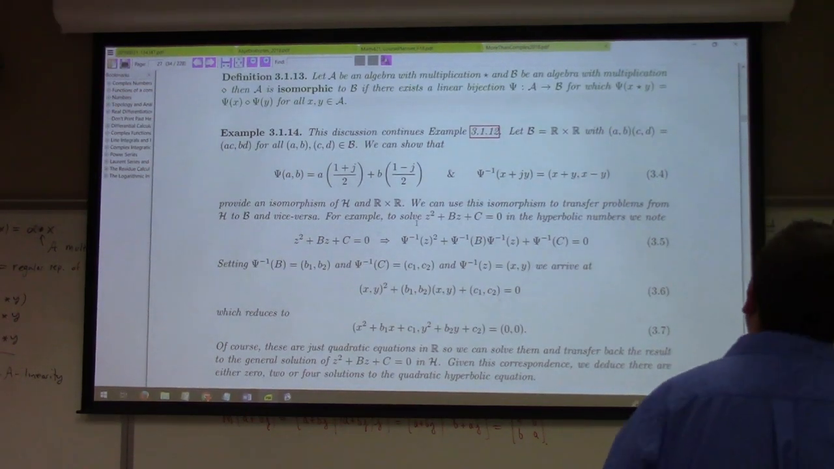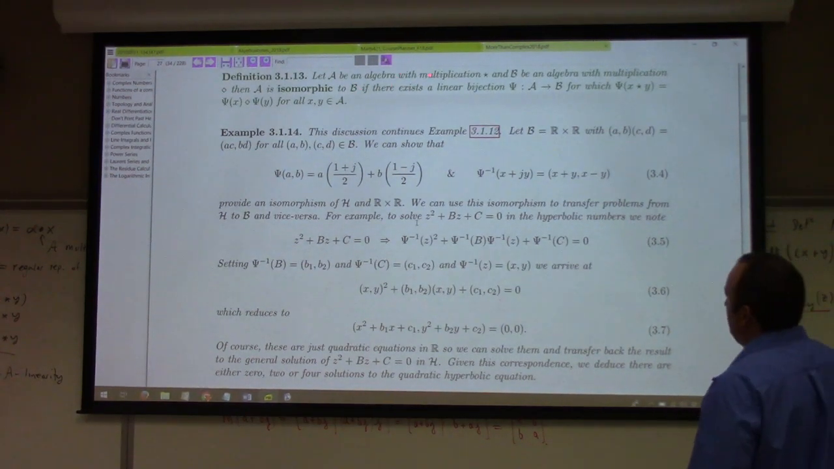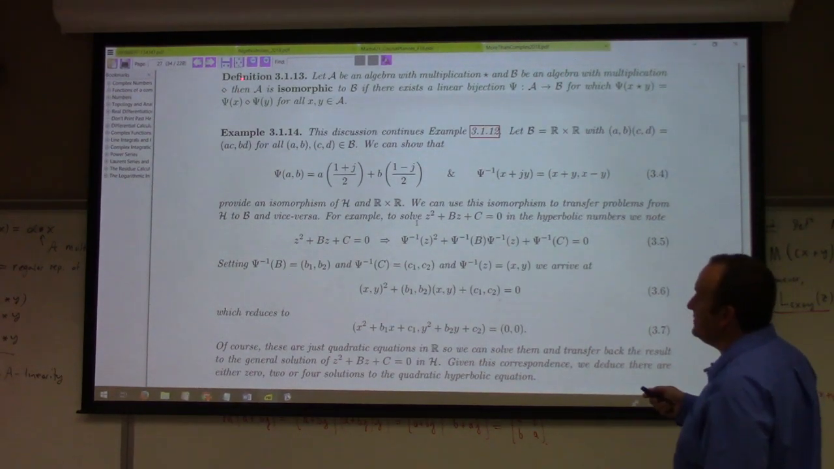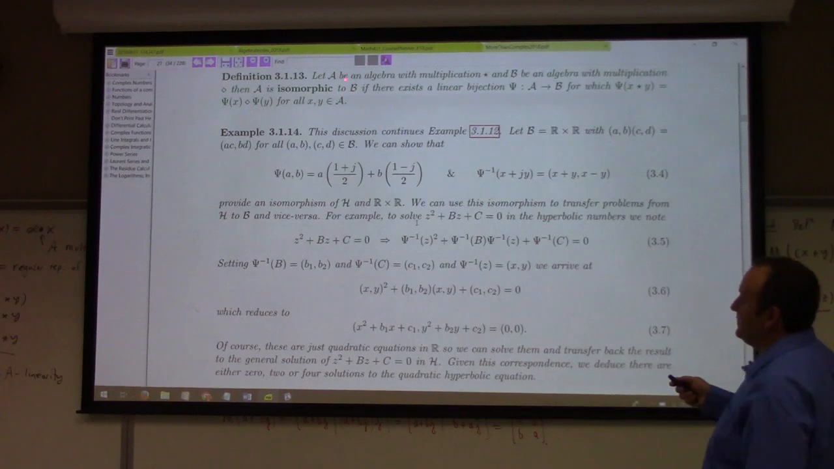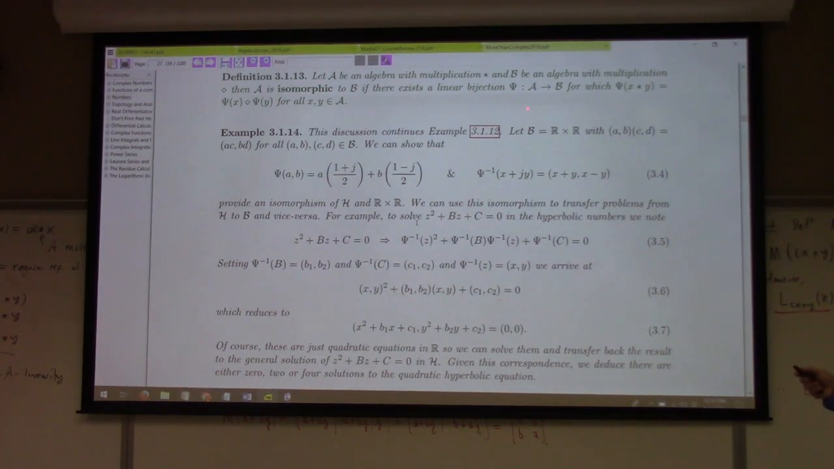I will not cover all of the examples, but this idea right here is pretty important. All right, so if we have an algebra A with multiplication star and B is another algebra with multiplication diamond, then A is isomorphic to B if there is a linear bijection psi going from A to B, which changes stars to diamonds in that sense. So it preserves the algebra structure. It changes that multiplication to that multiplication.